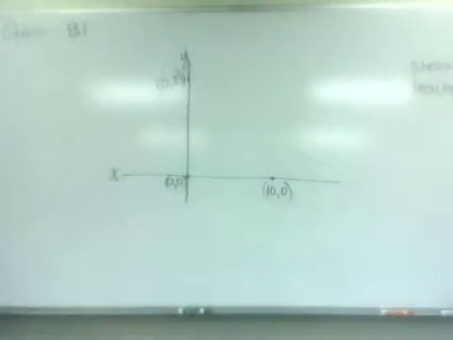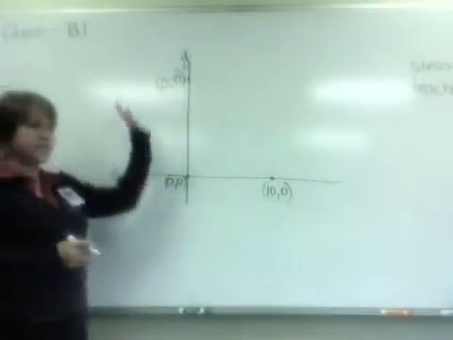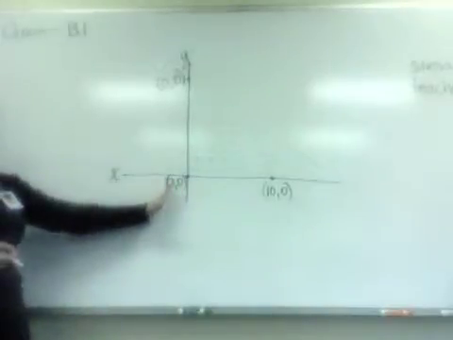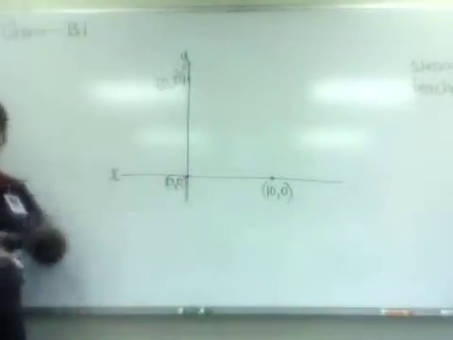I am operating on the assumption that we already have an understanding of the XY axis and plotting points. This is called an ordered pair. The first one is your x coordinate, the second one is your y coordinate.